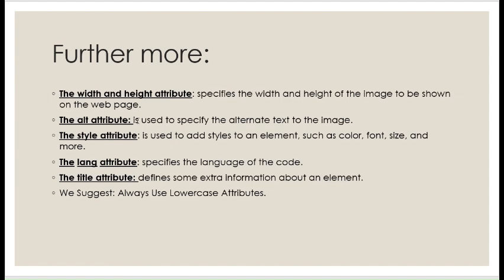Next we have the style attribute. It is used to add styles to an element, such as color, font size, and more. The lang attribute specifies the language of the code. Mainly we use it like lang equals en, so it tells that the language is English. Next we have the title attribute, which defines some extra information about the HTML element.